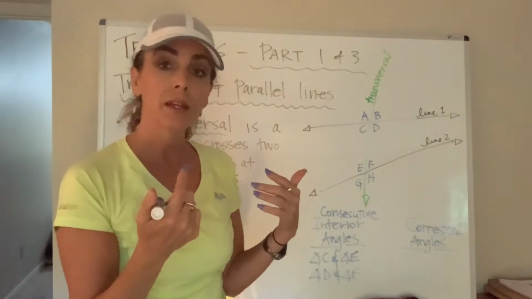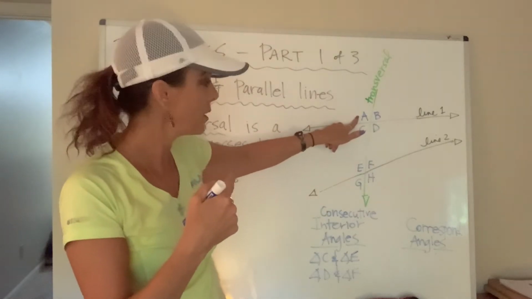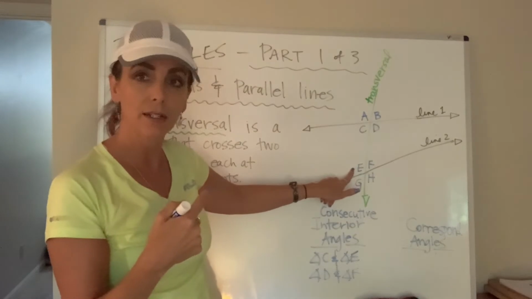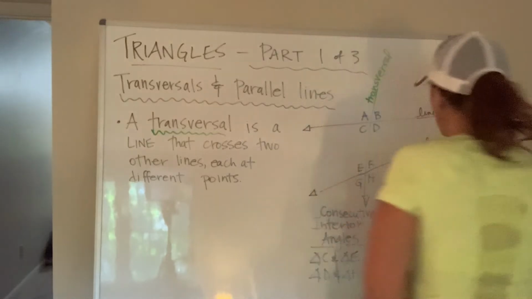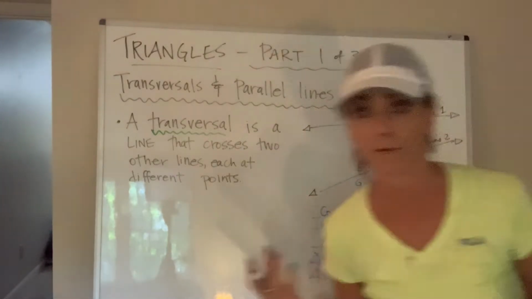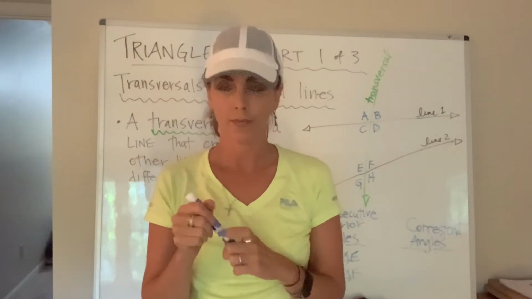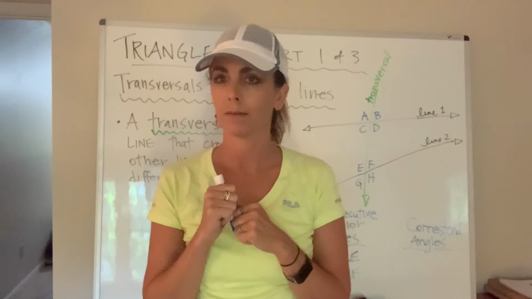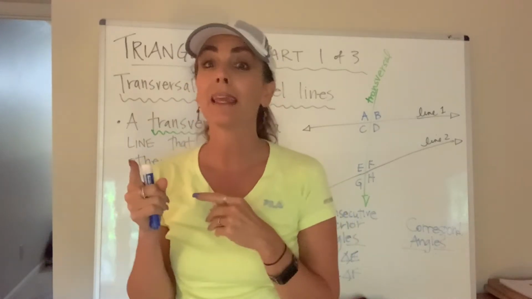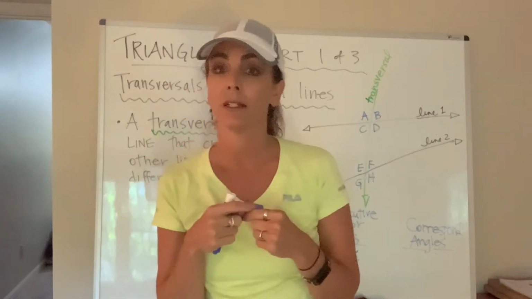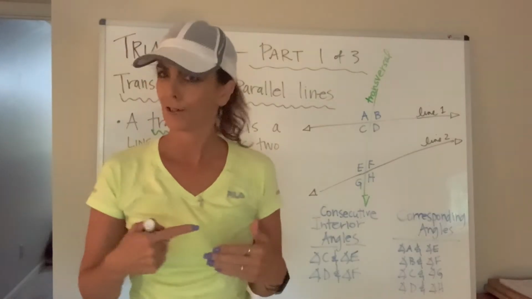So think about angle A. Angle A is in the upper left, and so the angle in the upper left on this line is angle E. So angle A and angle E are corresponding angles. There are four sets of those because there are four positions. So can you name them? A and E, that's also a station, isn't it? B and F, C and G, and D and H. All right, make sure you got those down.